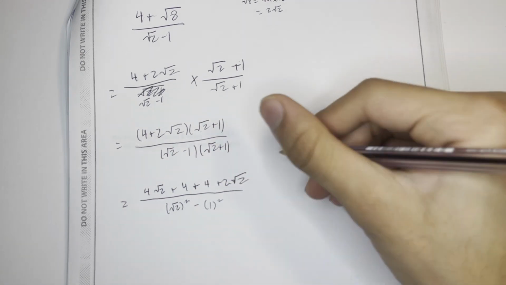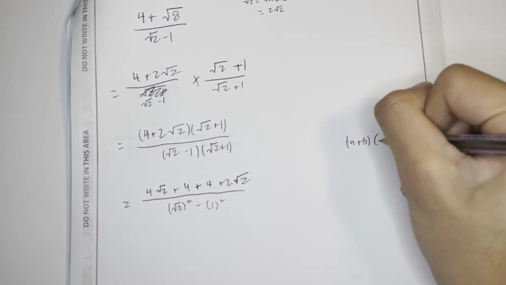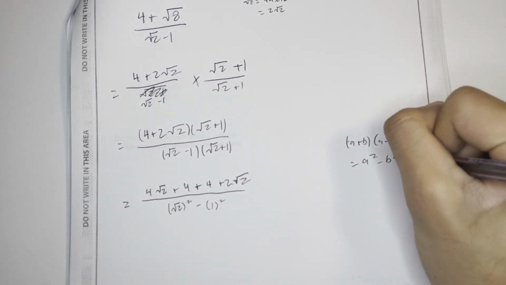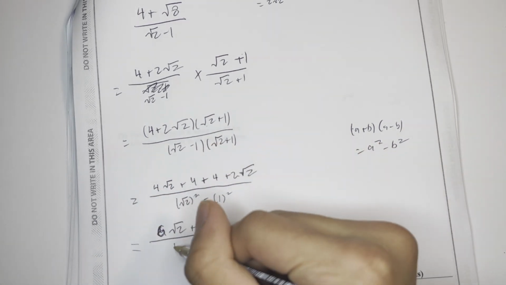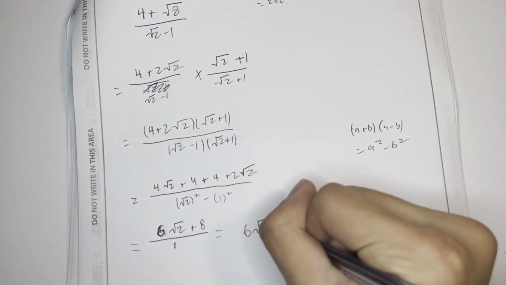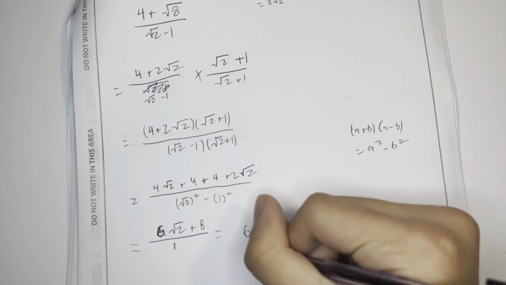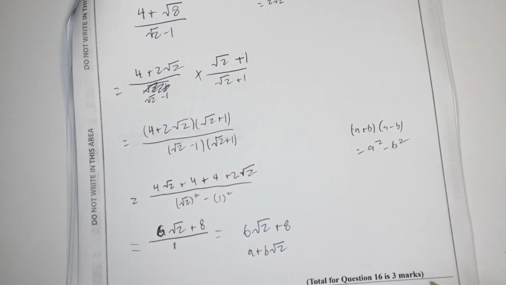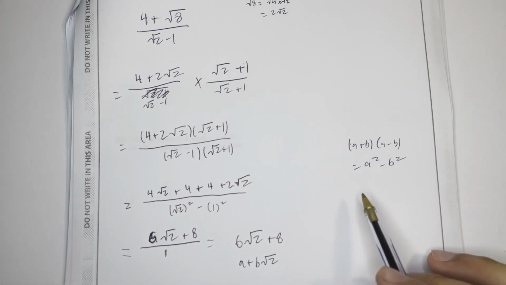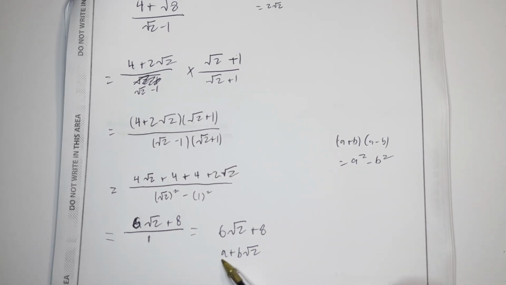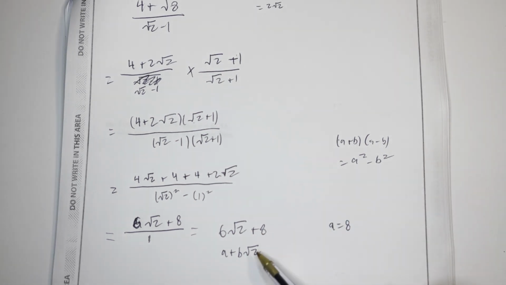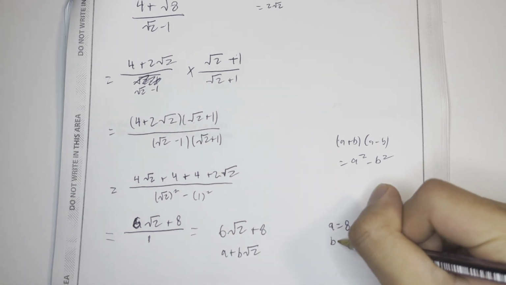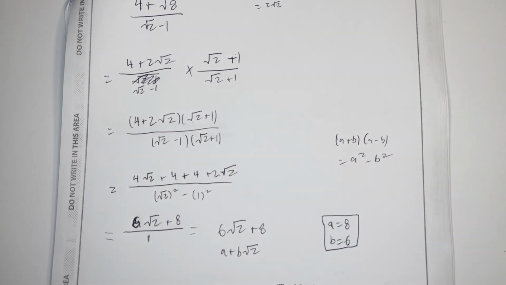This is where anything in the form of (a plus b)(a minus b) can be written as a squared minus b squared. This can be written as 6 root 2 plus 8 in the numerator all over 1, which gives you 6 root 2 plus 8. Now comparing this to the a plus b root 2 form, we compare the coefficients of the like terms. The constant term is a, and here the constant term is 8, meaning a must be equal to 8, whereas the term in front of the root is b, and here the term in front of the root is 6, meaning b must be equal to 6, and this is our answer.